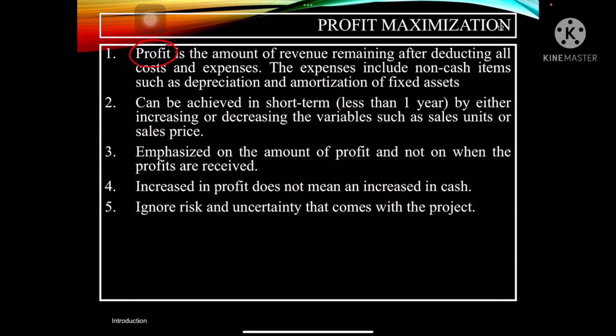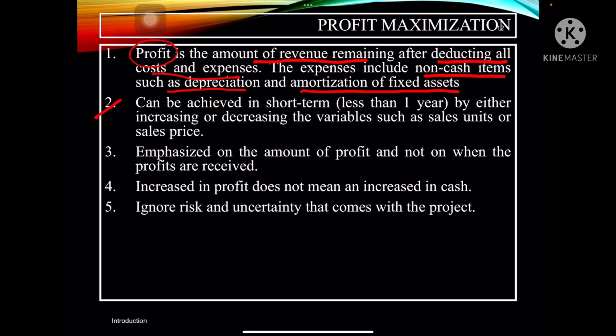Now we go on to the profit. What is profit? It is the amount of revenue remaining after deducting all costs and expenses. So this is how to get the profit: we take the revenue and minus the expenses. These expenses include non-cash items such as depreciation and amortization of fixed assets. Please do remember, when we calculate profit, we also minus non-cash items such as depreciation. When we do our financial statement, we minus the depreciation in order to get the profit.